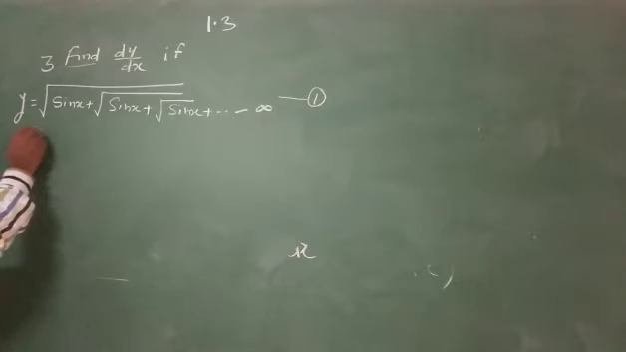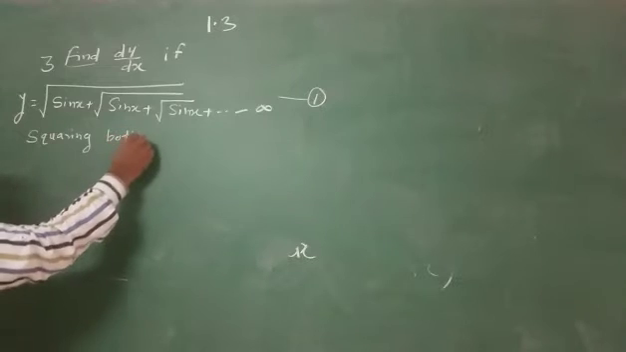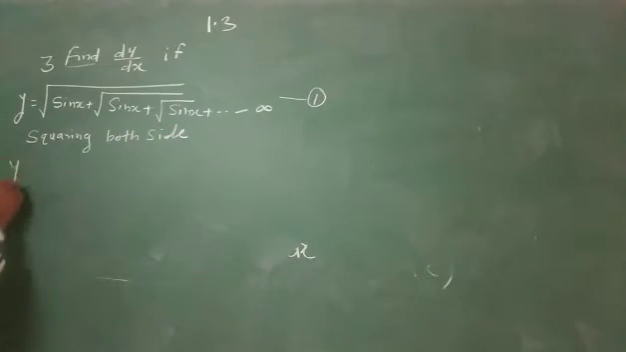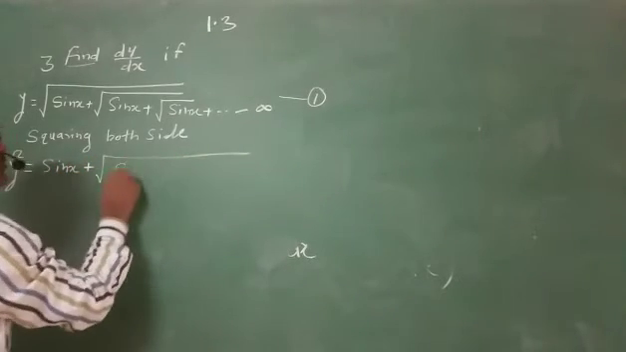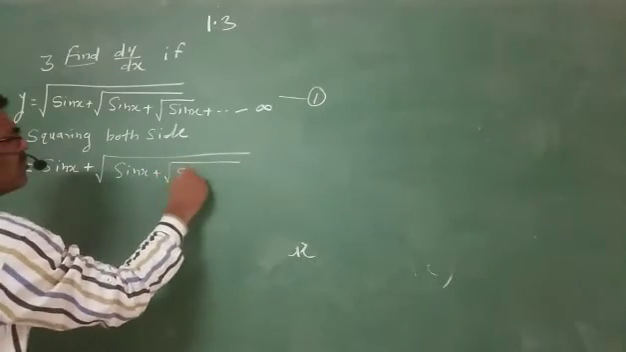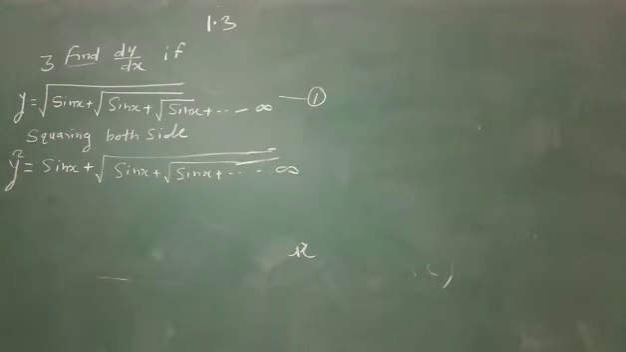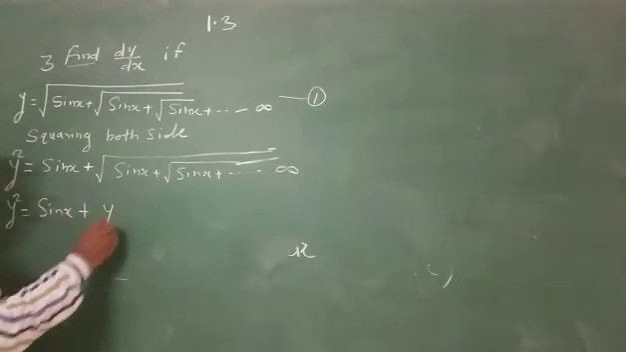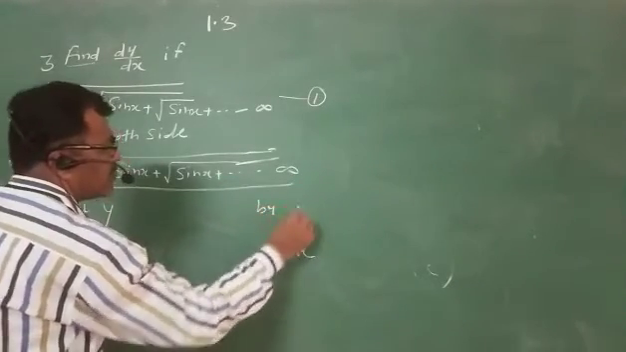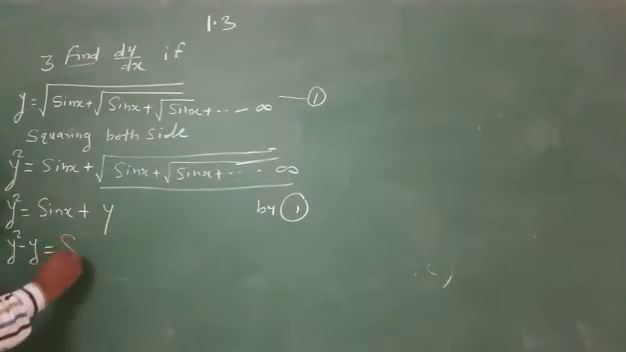Now, squaring both sides. y square equal to sine x plus under root sine x plus under root sine x plus up to infinity. Now, y square equal to sine x plus y. Now, y square minus y is equal to sine x.